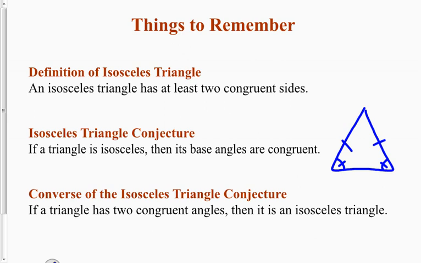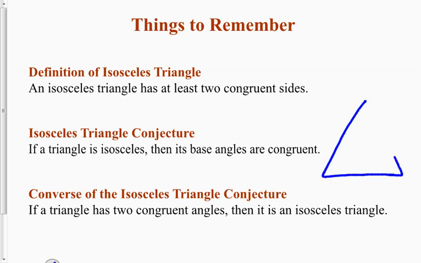And then we have the converse of the isosceles triangle conjecture. And it states if a triangle has two congruent angles, then it is an isosceles triangle. So if I draw a diagram of this, it would sort of work in the opposite direction, right? We would label the base angles as congruent. That would be the given information. And then we could conclude that the two sides are indeed congruent, thus an isosceles triangle.